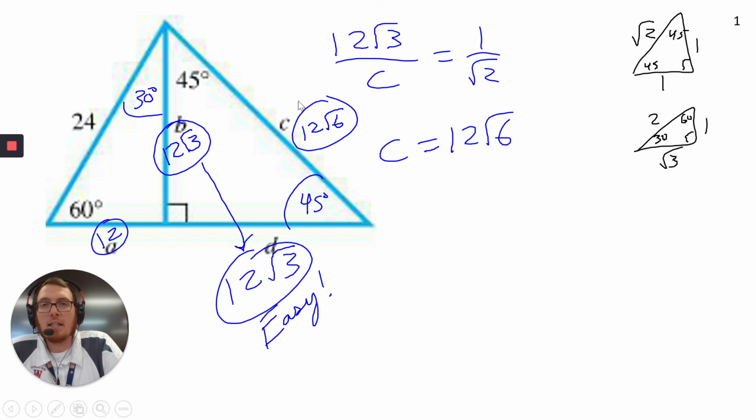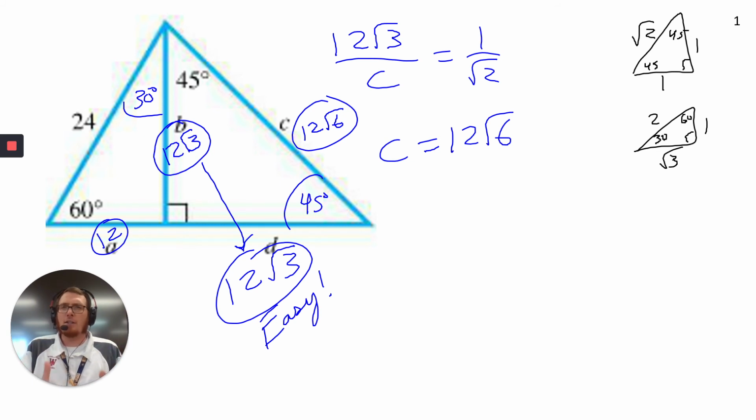To find C, though, I'm going to use B and C. So B is 12 root 3 over C, which is unknown, equals, well, B is opposite 45, so now I have to use the other triangle. So 45 would be 1 over the hypotenuse, which is root 2. Cross multiply and solve. 12 times root 6, because the 2 and the 3 multiply together to equal root 6.